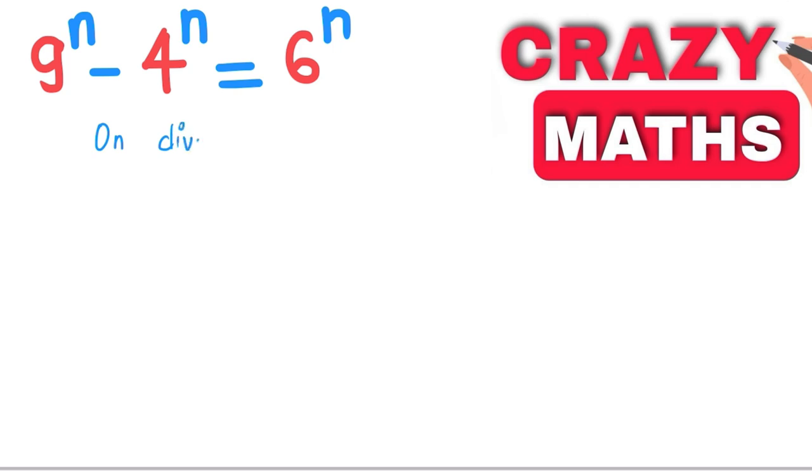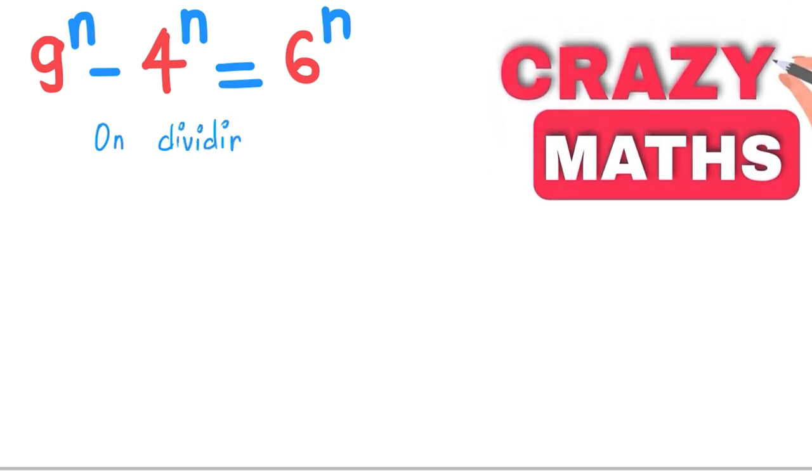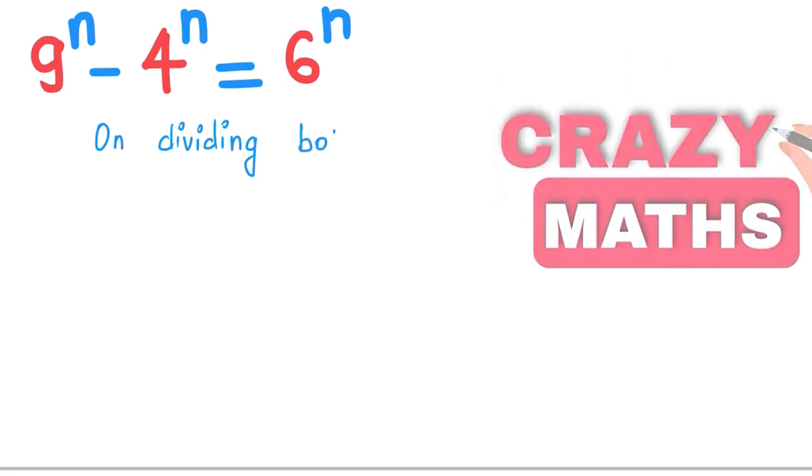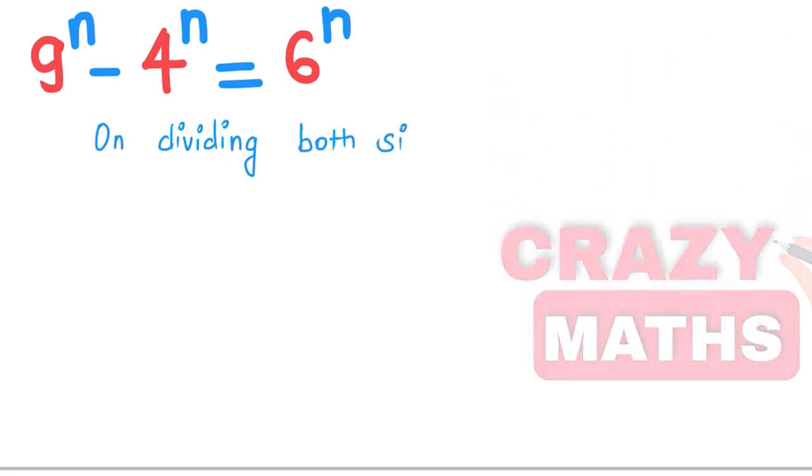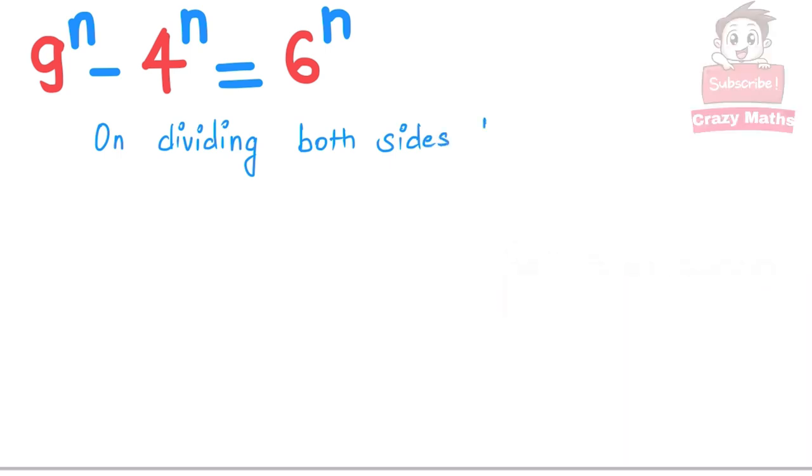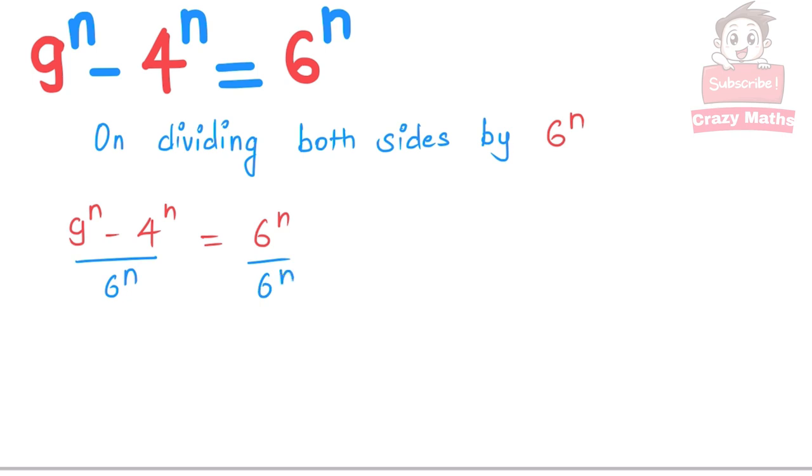On dividing both sides by 6 power n, we got 9 power n minus 4 power n equal to 6 power n, both sides divided by 6 power n, 6 power n upon 6 power n.